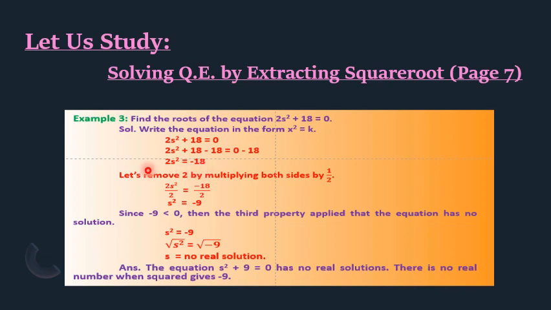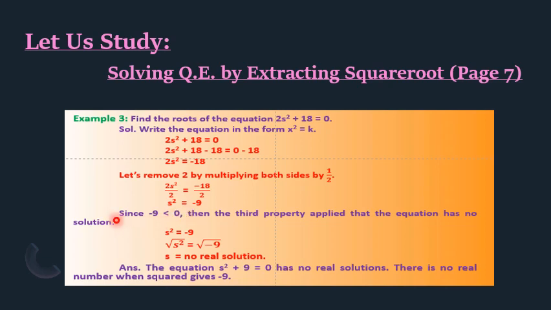So, negative 18 is a negative number. Therefore, no real solution. To understand this better, take note: 2s squared is equals to negative 18. We need to remove the 2, so we multiply both sides by 1/2. So, we have 2s squared over 2 is equals to negative 18 over 2. So, s squared is left, equals to negative 9, because negative 18 divided by 2 is negative 9.